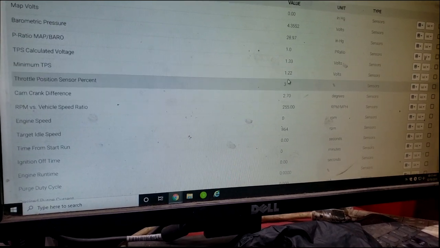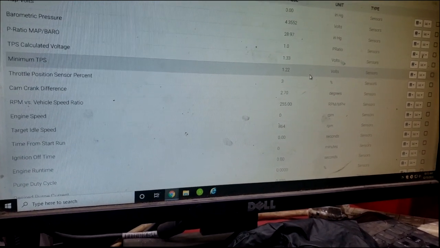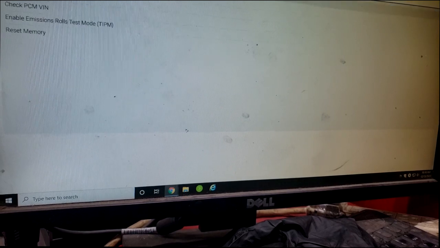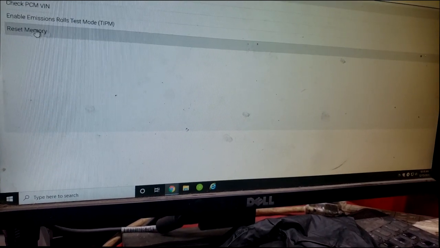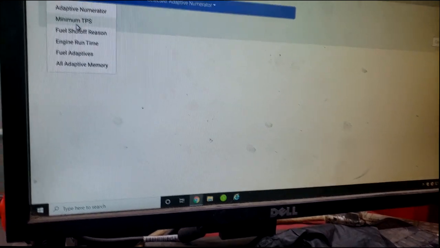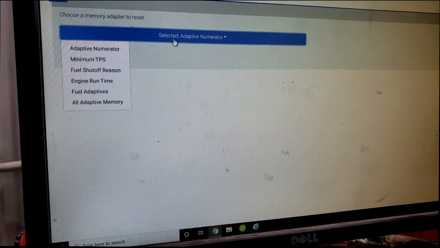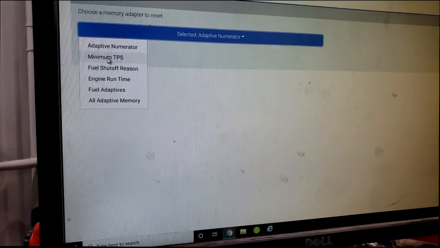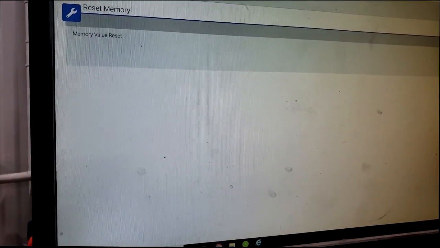Okay, minimum TPS 1.2. I'm gonna run a sweep. I'm gonna reset everything and see if these readings change. I likely have a wiring problem, guys. Let's reset. Let's take a look in here. Minimum TPS, I want to reset. I'm gonna select adaptive numerator. Okay, I'm about to reset all of these, but minimum TPS is included. So let me hit continue. All that memory has been reset. Okay, continue, cancel. I'm out of there.